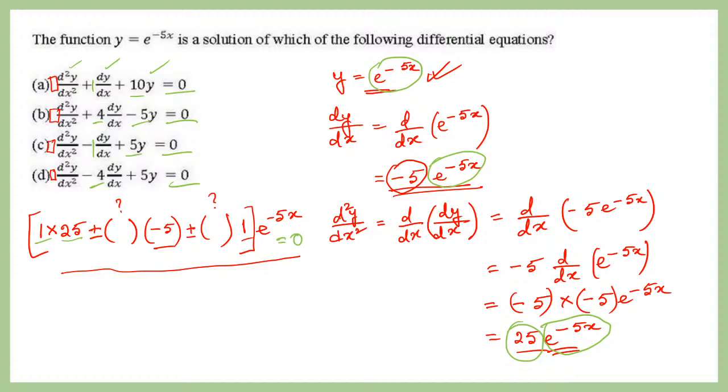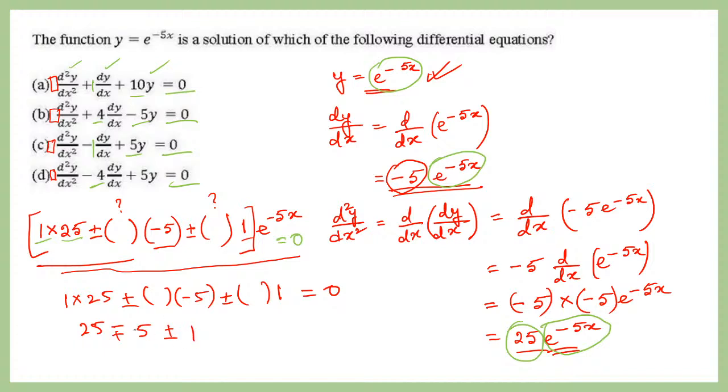Now we know that this left hand term, that is 1 into 25 plus something into minus 5 plus or minus something into 1 is equal to 0, right? So it's a shortcut method, right? So we can write it as 25 plus minus 5, that is again plus minus 5, or we can write it as minus plus 5 plus minus 1, right? And here we have something, right?